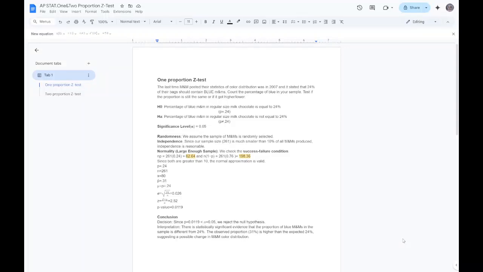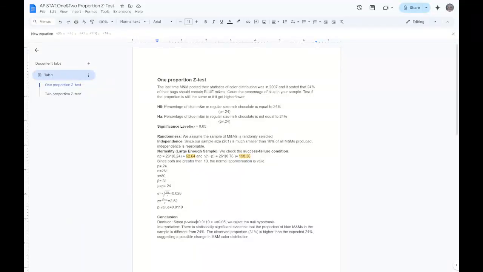So my conclusion, my decision: since p equals 0.0119, actually I made a mistake, it should be p-value. P-value equals 0.0119, which is less than the alpha level, or significance level, which is 0.05, we reject the null hypothesis. So my conclusion is, there is statistically significant evidence that the proportion of blue M&Ms in the sample is different from 24%.